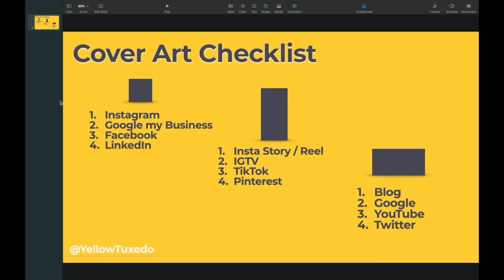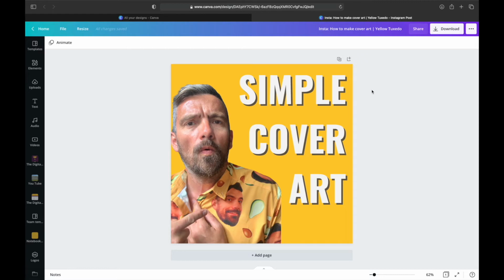So if we jump into Canva, first one we've got is Instagram, and I've already done it just to save a little bit of time today. I put a picture of myself up, a selfie, and I used Canva's background remover to remove that. I then added some text, made it all capitals, and added a shadow, and that's it. That's all this is, and it's clearly simple cover art.